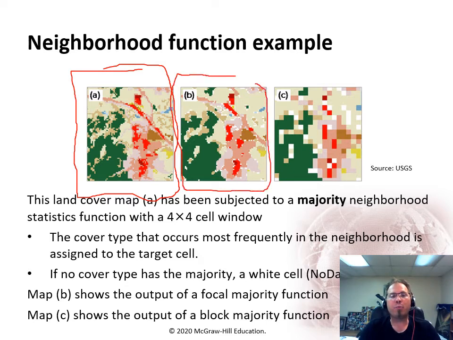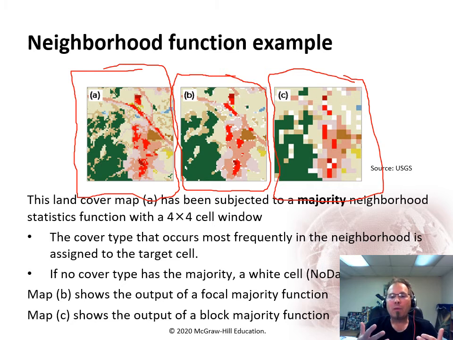Okay, so here's the focal one here. You can see it's pretty similar, right? It's a more smoothed out version of A, but it's not super smoothed out. There's still a lot of information there. And then if you use the blocks, you can see it really gets blocky. Okay, sorry, I had to, the blocks get blocky.